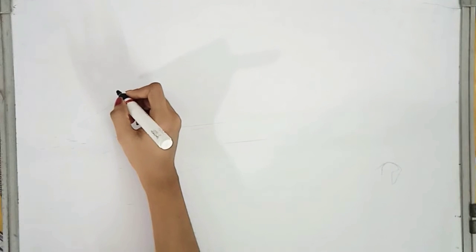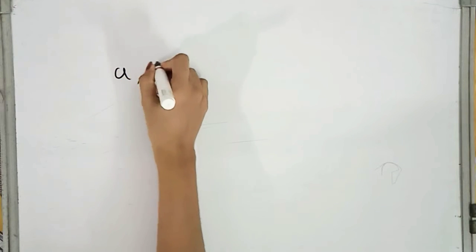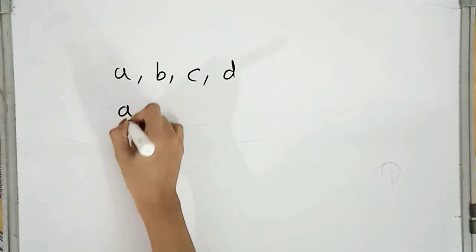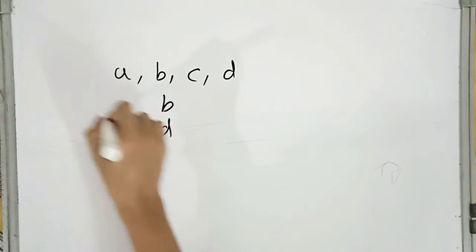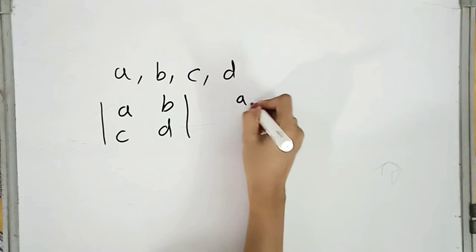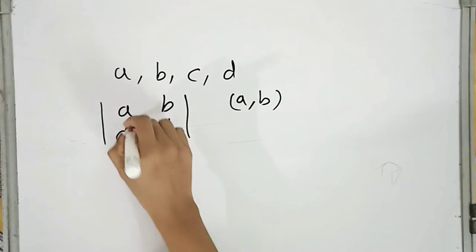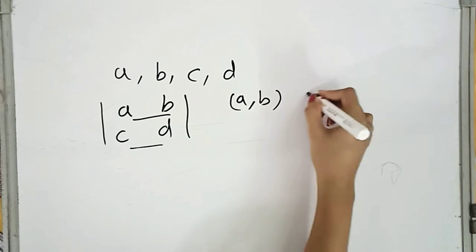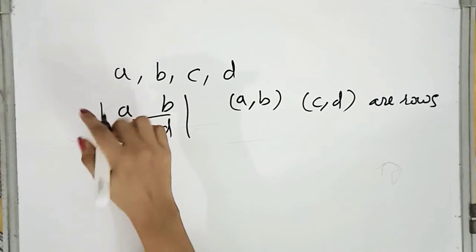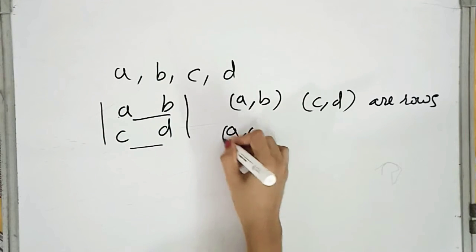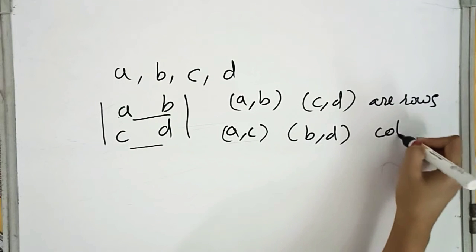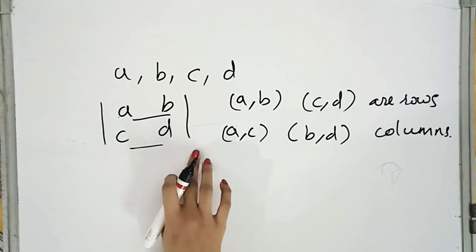Now, what is a determinant? Suppose there are elements A, B, C and D enclosed in lines, where A, B and C, D are rows, whereas A, C and B, D represent columns. So this will be the determinant.